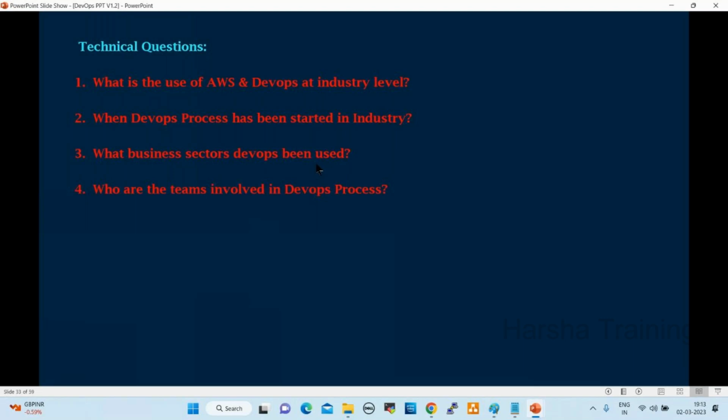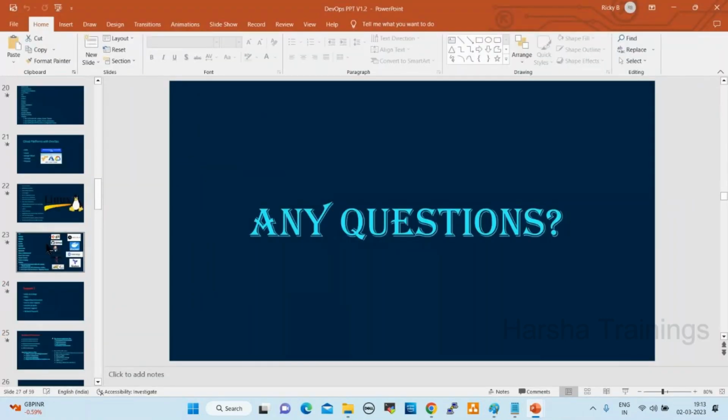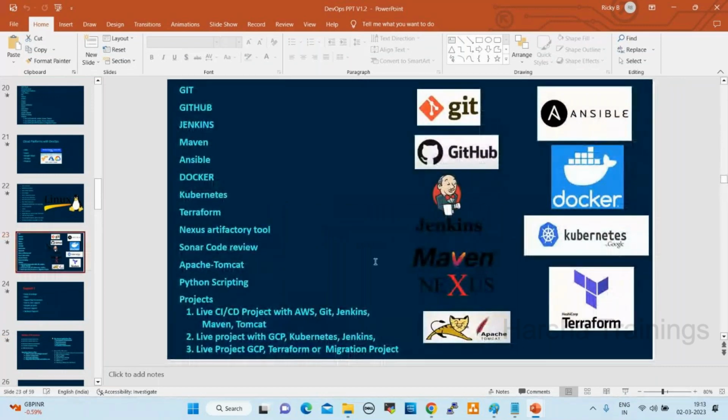Next question: what are the tools involved in DevOps? What tools are we going to learn? In DevOps, there are different tools. These are the DevOps tools we are going to learn: Git, GitHub, Jenkins, Maven, Ansible, Docker, Kubernetes, Terraform, Nexus Artifactory, Sonar code review, Apache Tomcat, along with Python also.